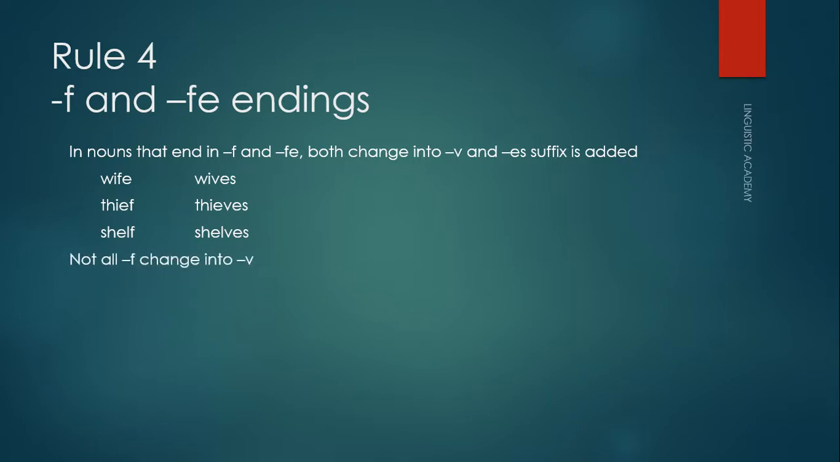Now, there is also a variation that not all F change into V. For example, chief, chiefs, proof, proofs, cliff, cliffs. In this exception, nouns that are ending with F are simply adding S at the end when they are being changed into plural forms. We are not replacing them with V.